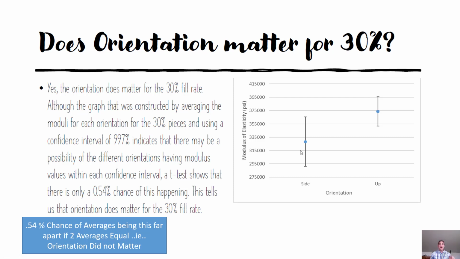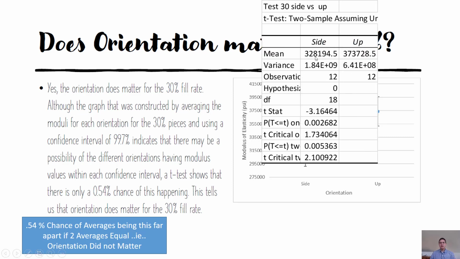In other words, if orientation did not matter. So let's stop and review real quick just what the t-test really is saying when we get that percentage. So here's the results, or the output from Excel, on the t-test of side versus up for the 30. And remember what we've said, that the central limit theorem guarantees us that the averages are normally distributed.